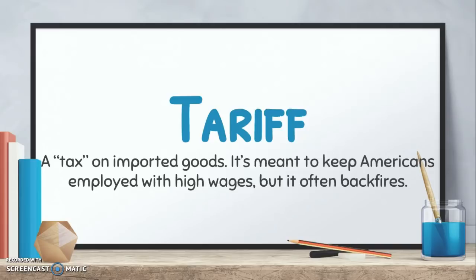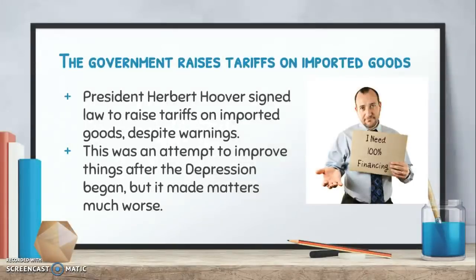The idea here is a tariff on imported goods, meaning goods coming into the country, keeping Americans employed. So we're focusing on buying American products, hiring American workers, and keeping their wages high rather than taking goods from outside the country. So any goods coming into the country will have a tax on them. That's what a tariff is. But as I said, it can often backfire. Let's see how that happens here.